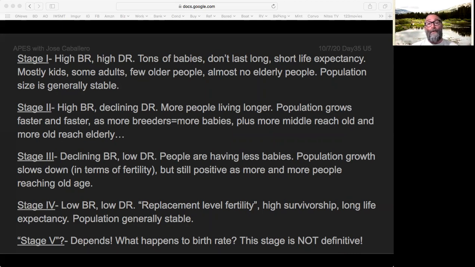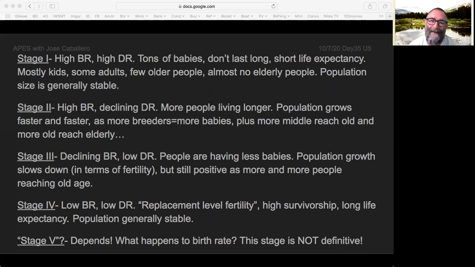And in stage 4, you've reached both low birth and low death rates. It's what we call replacement level fertility. That should be underlined on this slide, I'm sorry. And so you have high survivorship, long life expectancy. Populations are generally stable here. And this is the world that you're used to. This is not a foreign world. This is what you understand. This is your country.